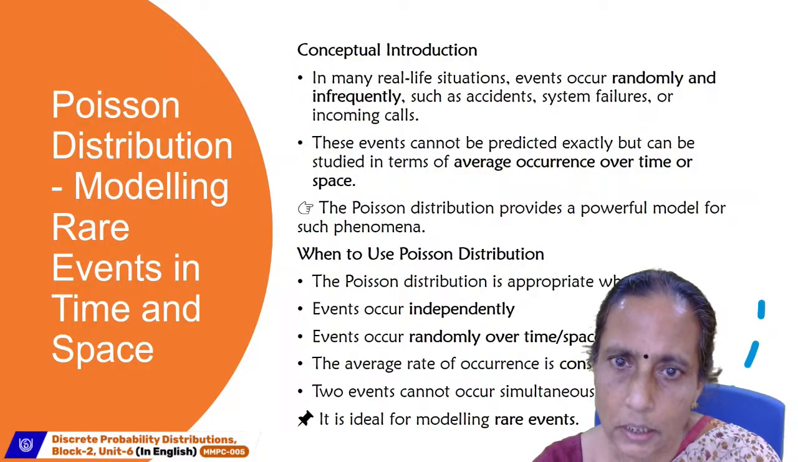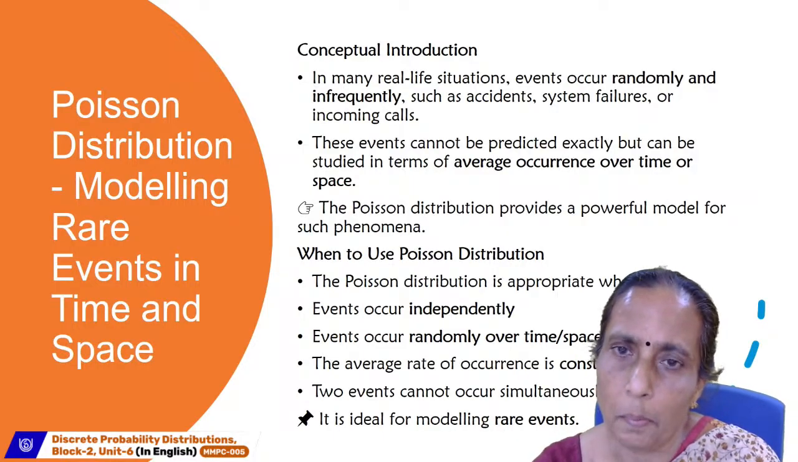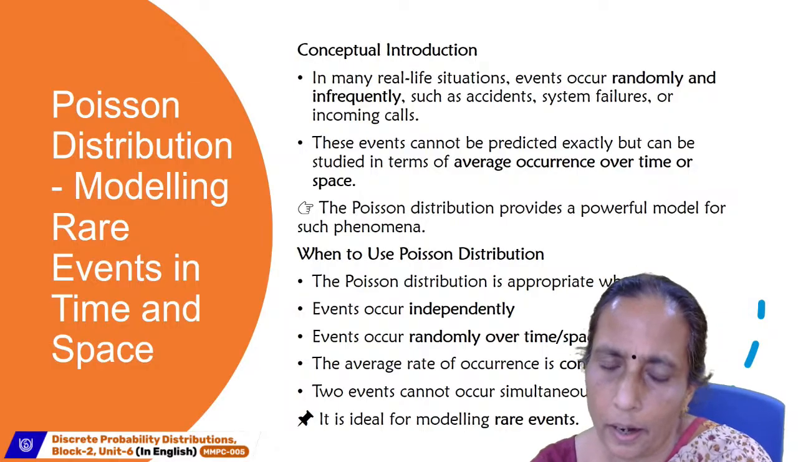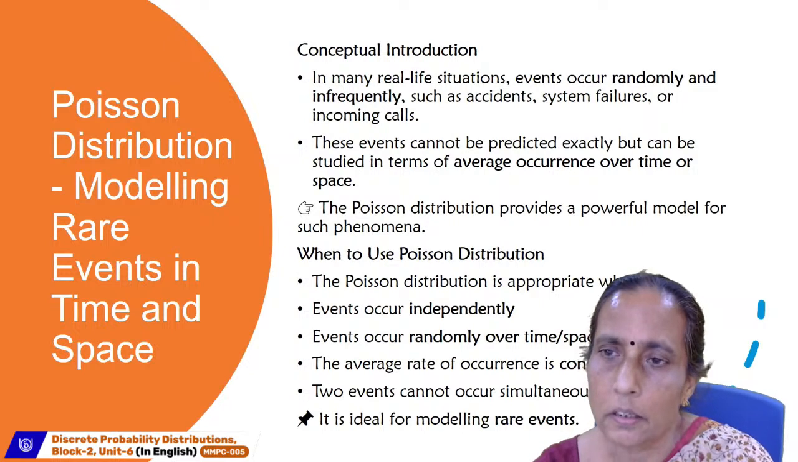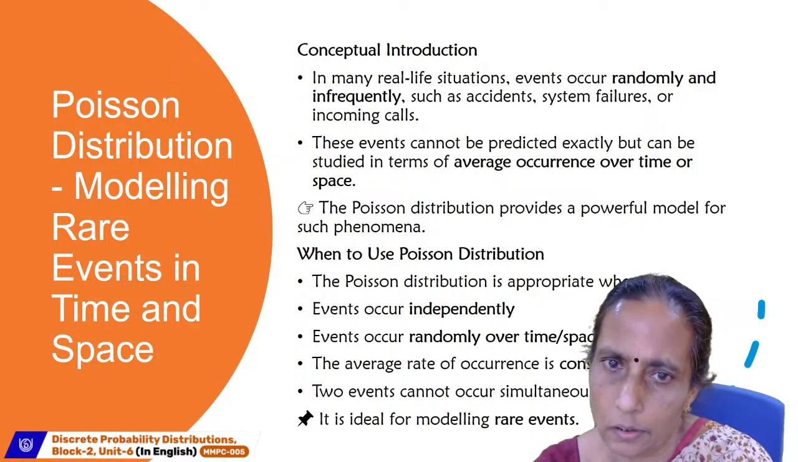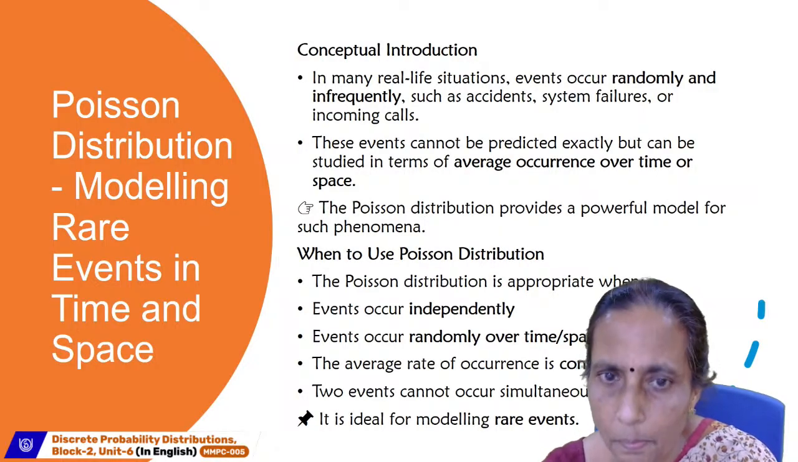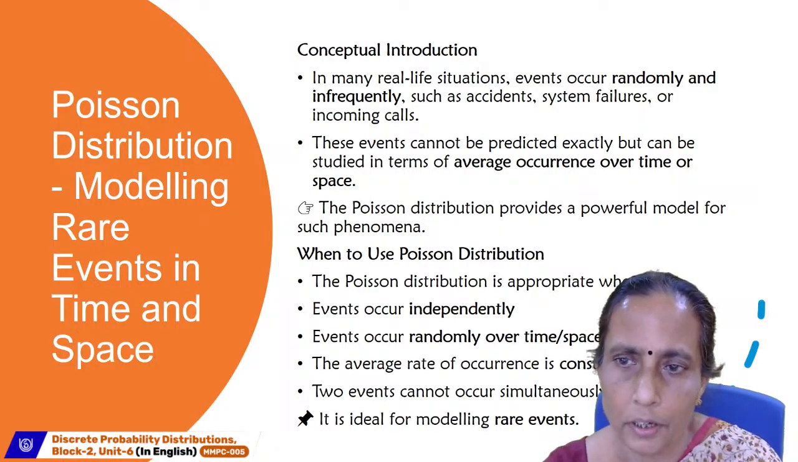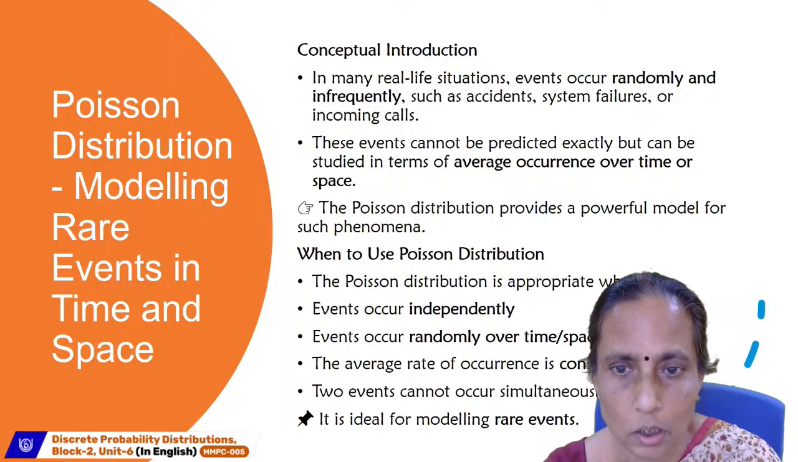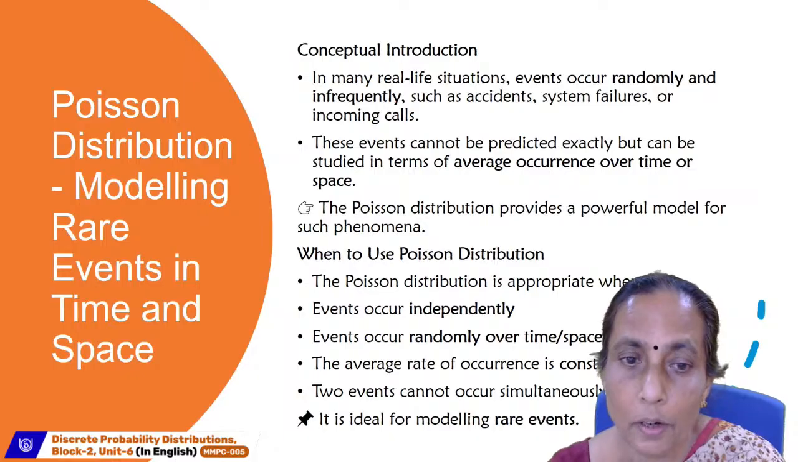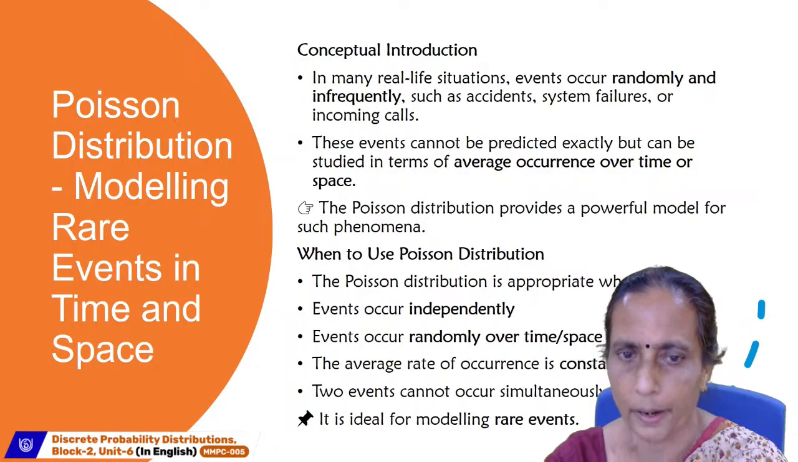So next is your Poisson distribution. In many real life situations, events occur randomly and infrequently, such as accidents, system failures, or incoming calls. These events cannot be predicted exactly but can be studied in terms of average occurrence over time or space. The Poisson distribution provides a powerful model for such phenomena.